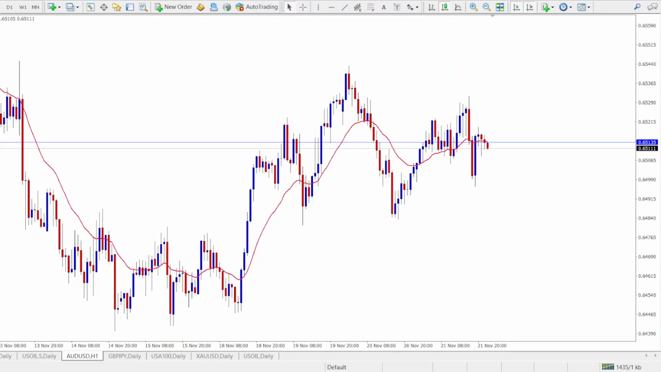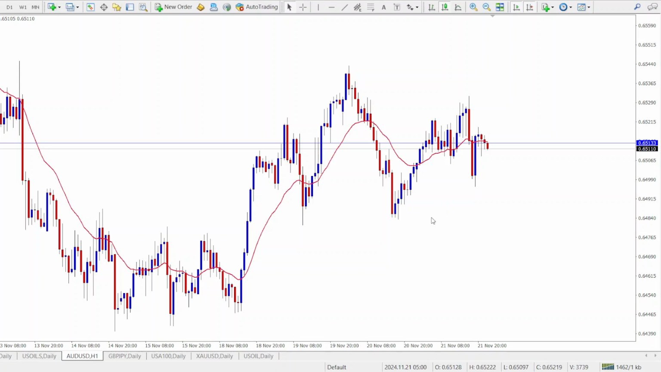The exponential moving average gives more weight to recent prices, making it more responsive to recent market movements. Traders use both the simple moving average and the exponential moving average, but the goal is the same: to help you see the direction the market is heading.